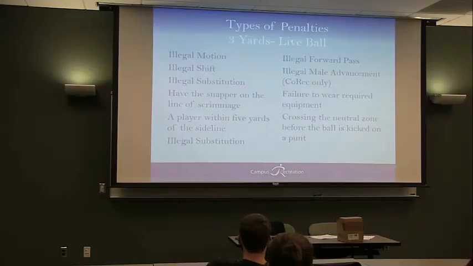We got a legal forward pass. That's either if we have more than one forward pass in the play, or if the quarterback goes in the neutral zone or past the neutral zone when they throw the ball.